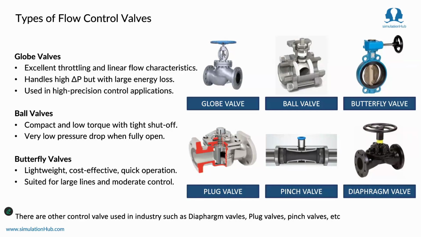The drawback is, due to the complex flow and the fluid changing directions many times, it gives rise to a lot of pressure losses. But having said that, it has a very precise control application. Ball valves, on the other hand, are very compact. They are cost effective. In full opening, they are like a straight pipe, so there's very little pressure drop as compared to globe valves.